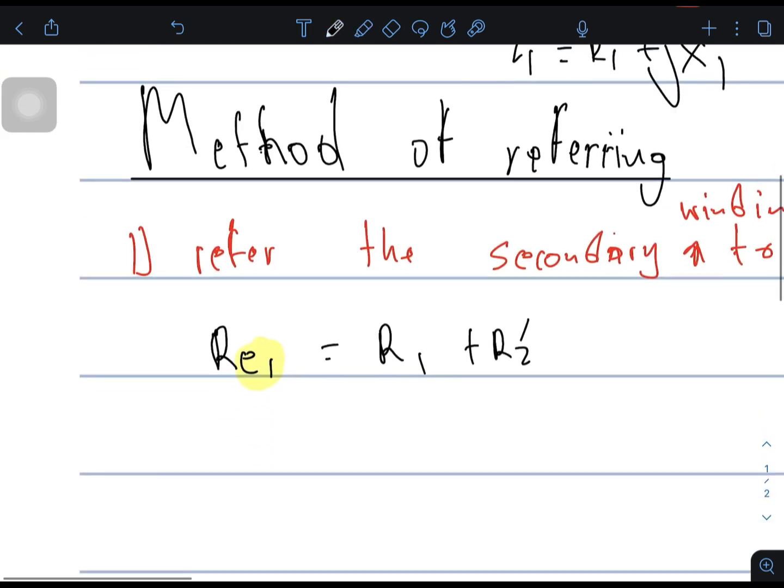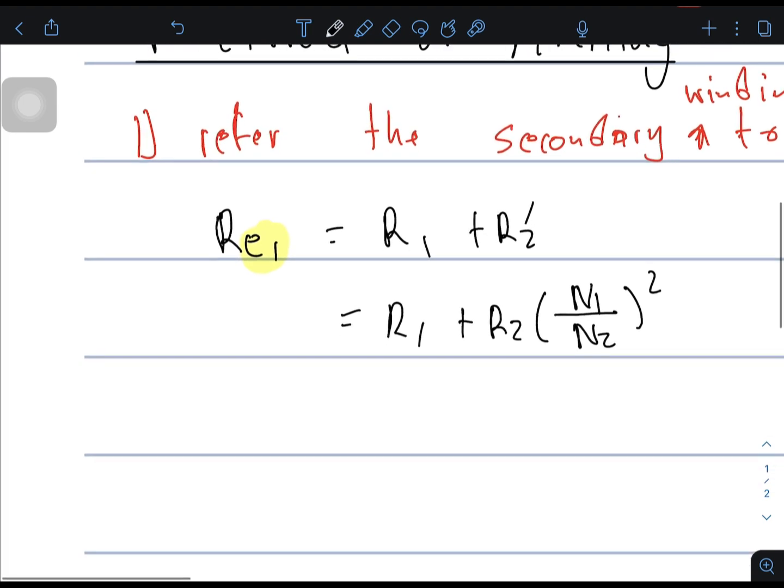Okay, then it's also equivalent to this formula, R1 plus R2, and this we derive, but what I can tell you is that this formula is derived using the turns ratio. We want a calculator. Then equivalent reactance is given by X1 plus X2 prime.